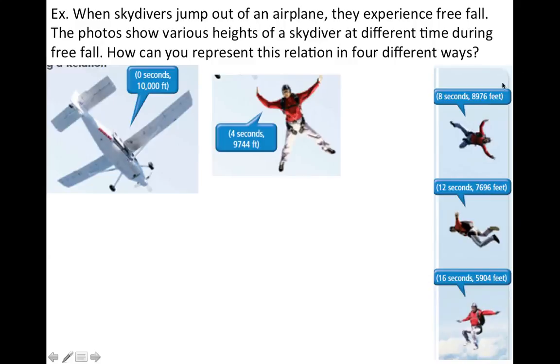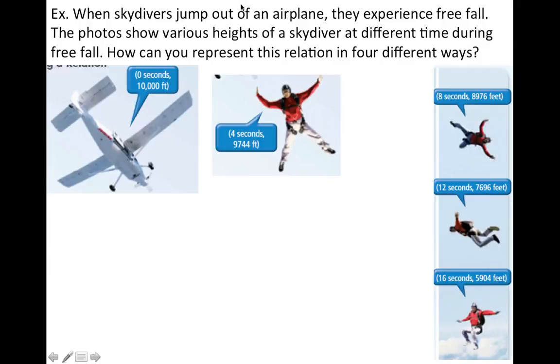Now, first we have to determine what our x values and our y values are. I'm going to make our x values the time, or the seconds, and our y values the feet, or the height at which our skydivers are. Now remember the 4 ways to represent them. You have your mapping diagram, your ordered pair, your graph, and your table. Go ahead and draw all of those out.